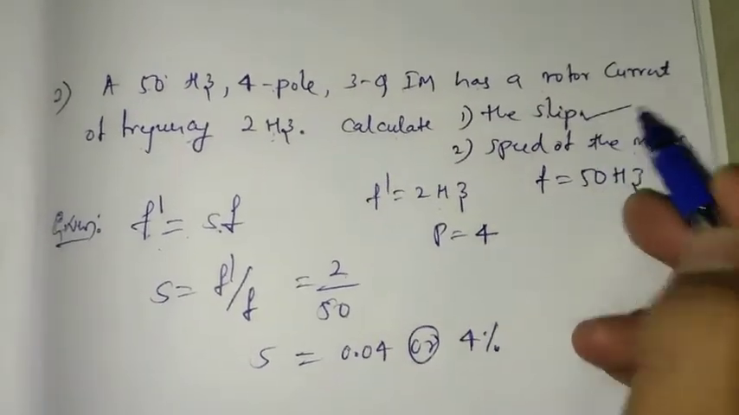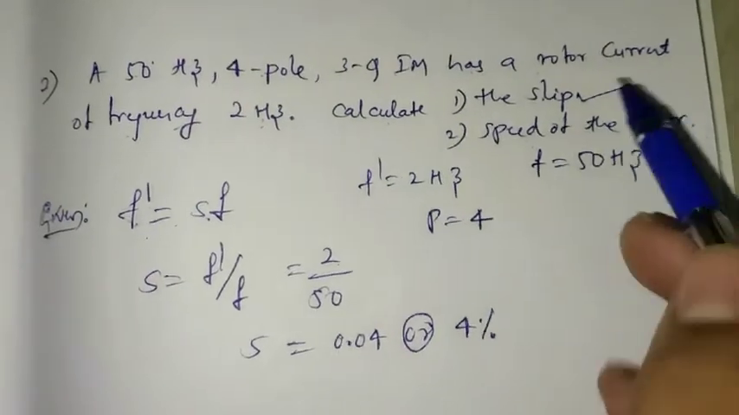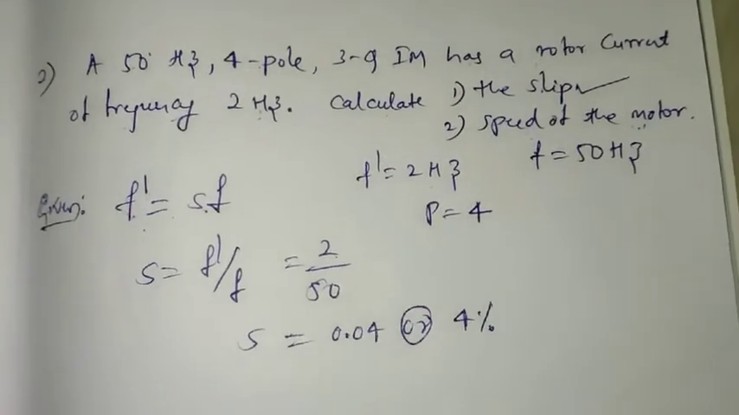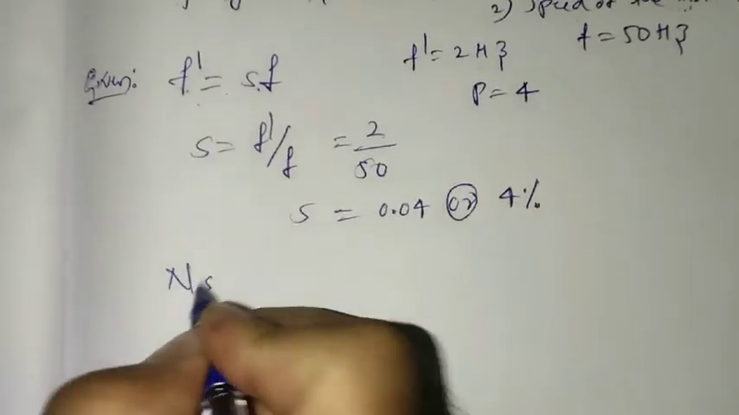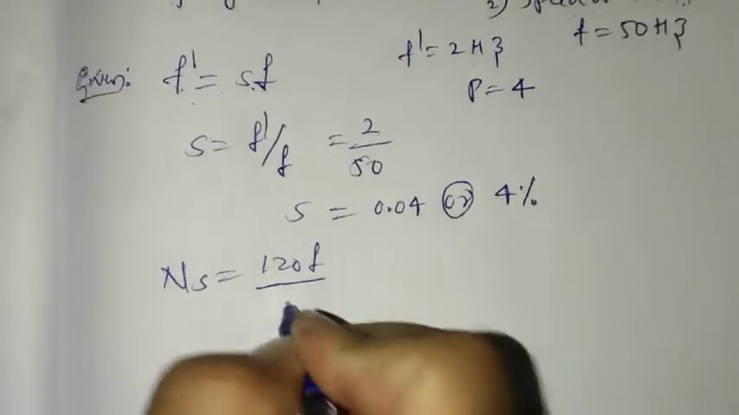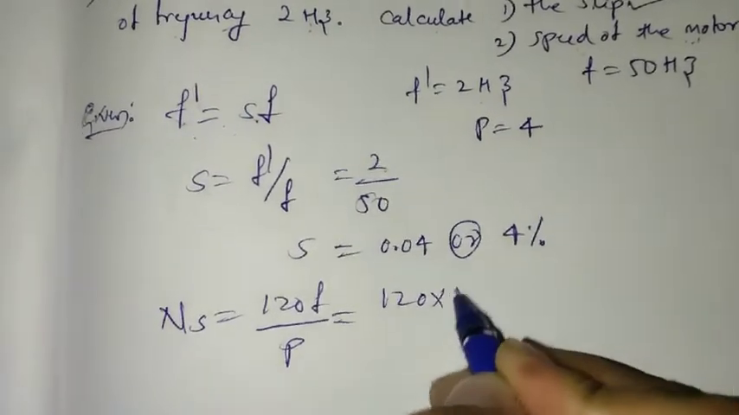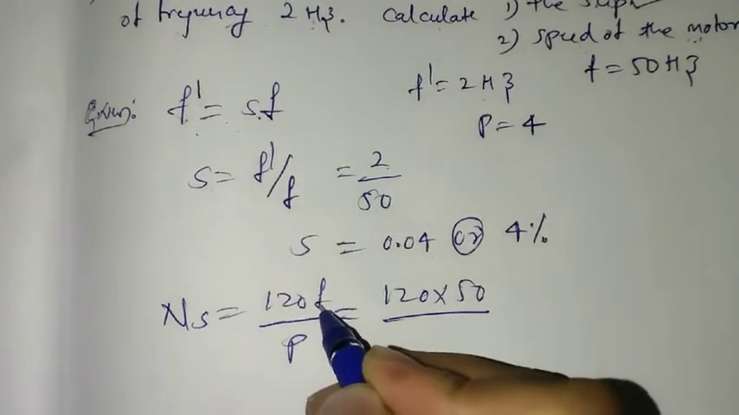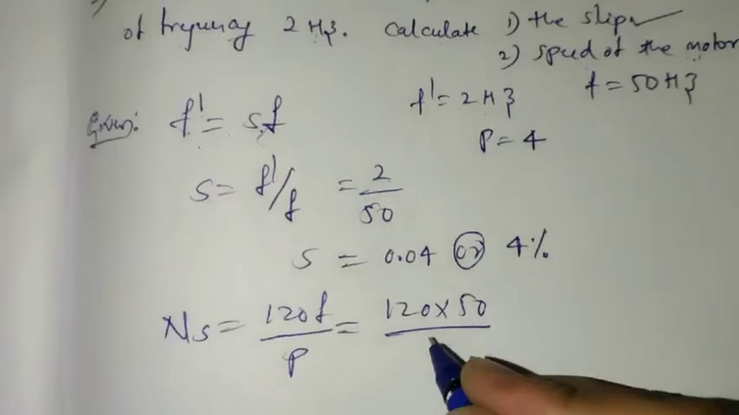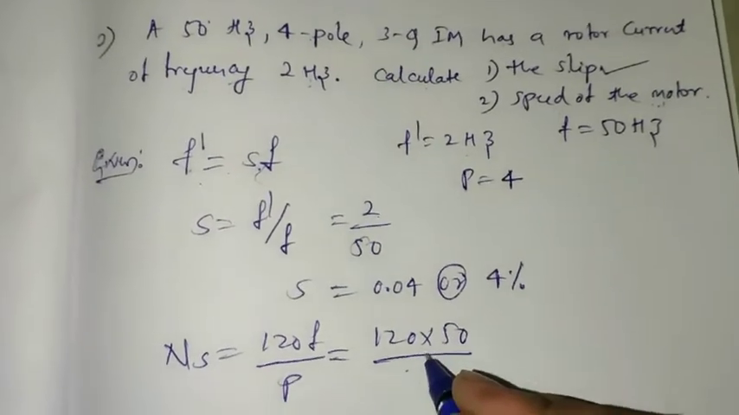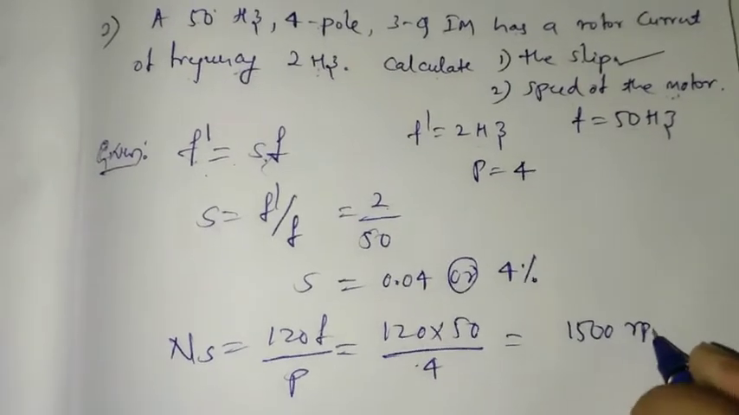So the first one is over. The second one is the speed of the motor. Speed of the motor means the n value. So first you calculate the ns value. Ns is equal to 120 into f by p, the synchronous speed. So 120 into f, which is 50 Hz. Here it is f, not f dash. Always take the f value 50 Hz divided by p, which is 4 poles. So you will get the answer 1500 rpm.